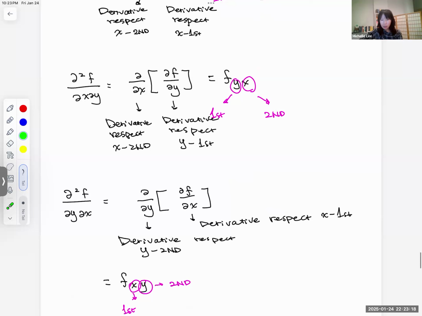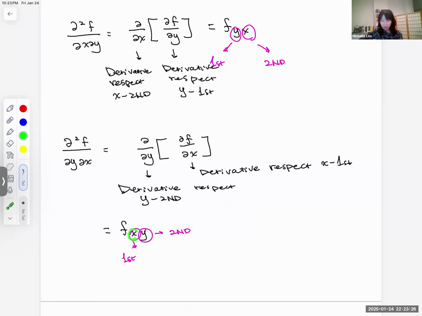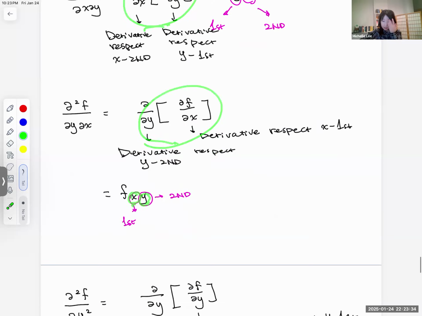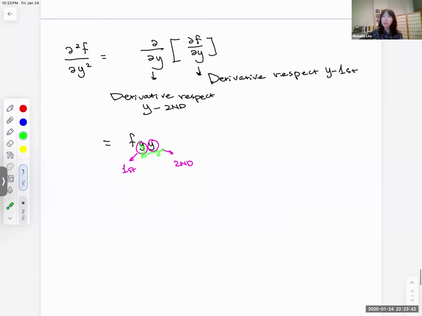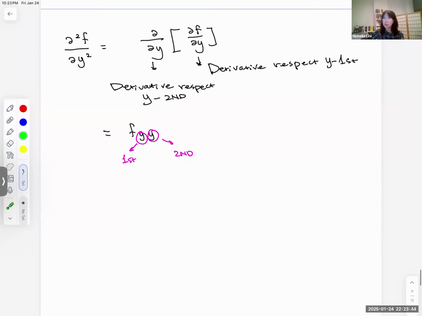Same thing, we have y first, then x. Then in this one we have a partial derivative with respect to x, then a partial derivative with respect to y. And we have a partial derivative with respect to y, then a partial derivative with respect to y, second. Okay, let's do an example.